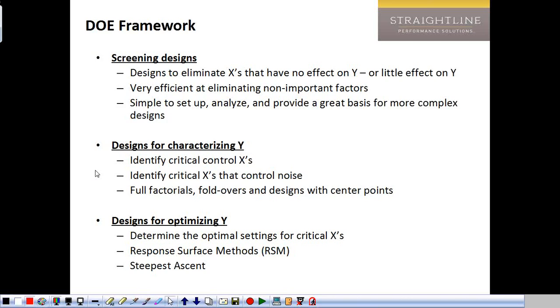We've sort of identified 5 or 6 critical X's, and then we run a moderate-sized experiment, like 16 runs, to be able to characterize them completely. And then finally, designs for optimizing. Again, like I said, we'll do an extra session on that and record that separately.